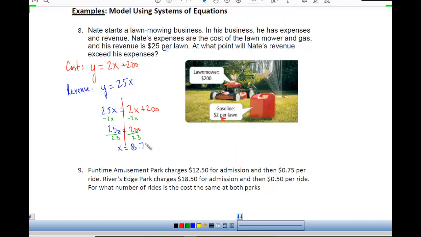So at what point is he actually making money? After he's mowed 9 lawns, right? Because you can mow 8.7, but you're making money once you've finished that 9th lawn. So we'll say Nate will start making a profit after mowing 9 lawns.